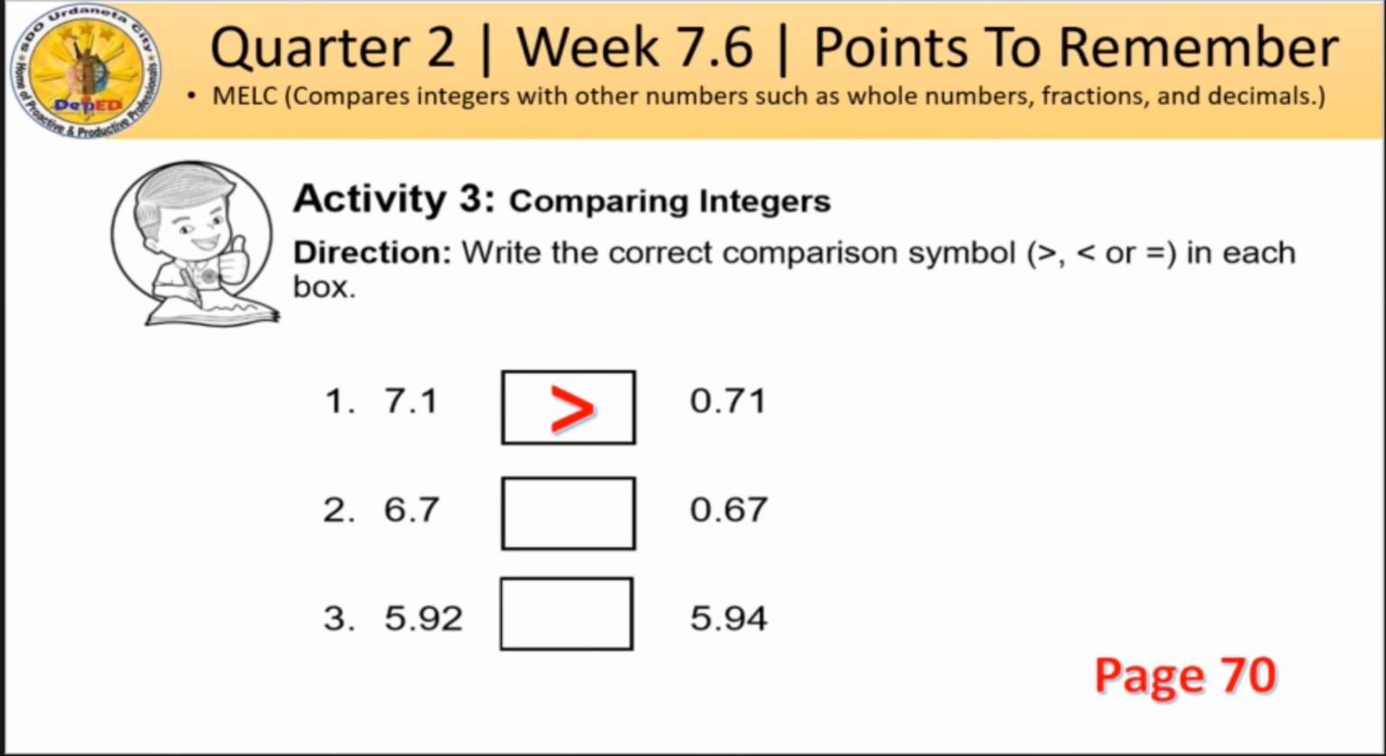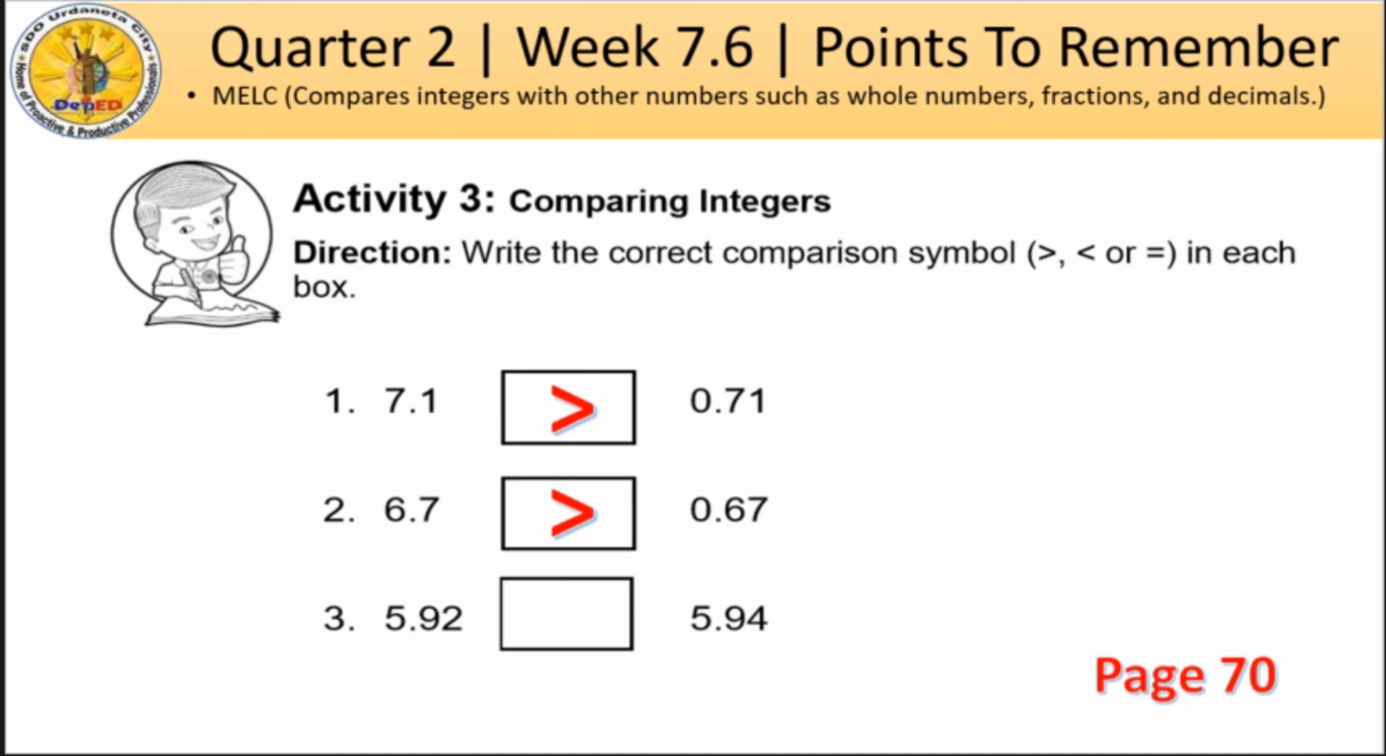Number 2, we will compare 6 and 7/10 and 67 hundredths. Let's compare first the whole numbers 6 and 0. Since 6 is greater than 0, then 6 and 7/10 is greater than 67 hundredths.